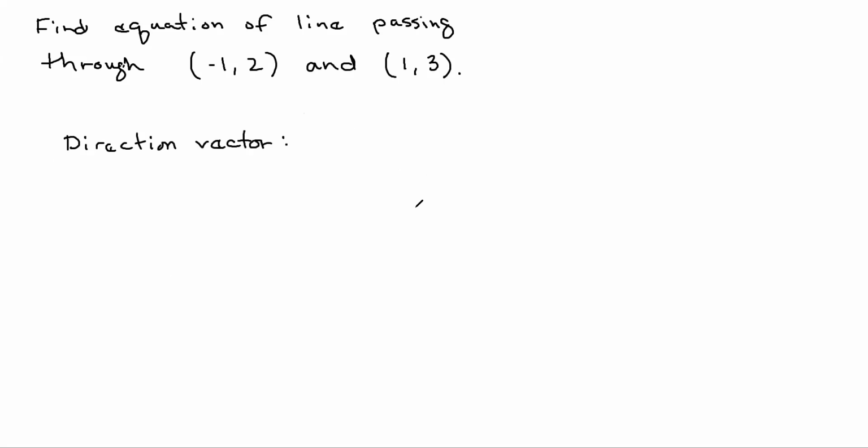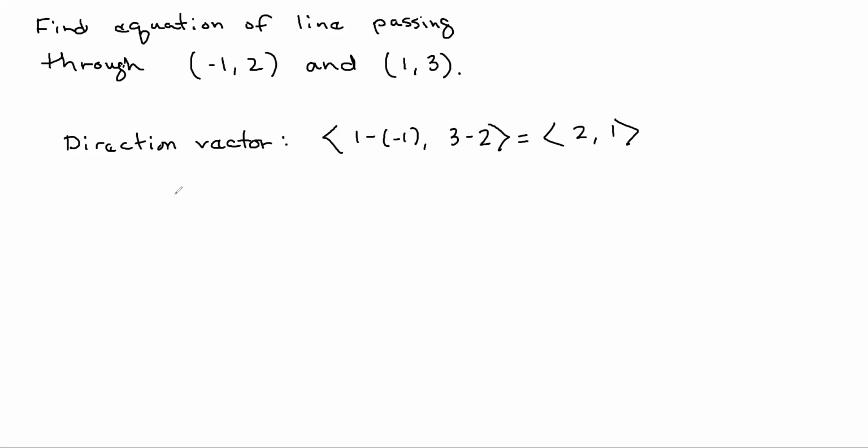And to do that, if you recall from the vector video, we subtract the components. So you're going to do 1 minus -1 and 3 minus 2. 1 minus -1 is 2, and 3 minus 2 is 1. So the direction vector for the line that passes through these two points is going to be (2, 1).